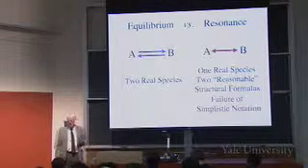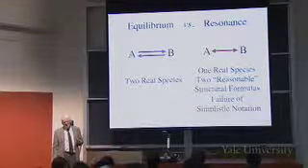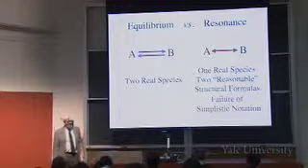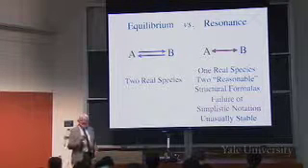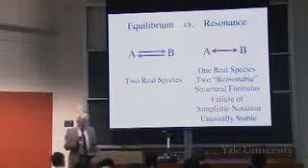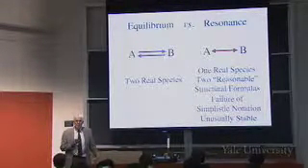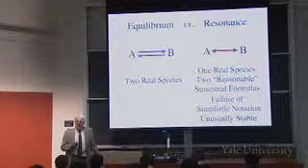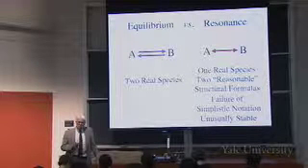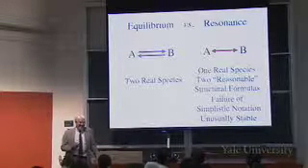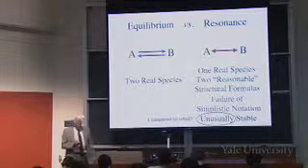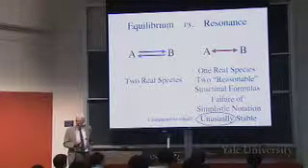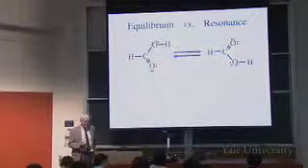So really, resonance is a failure of simplistic notation. And it's associated with unusual stability. Now, when I say unusual, that implies that you know what usual stability is. Okay? So compared to what is it unusual? And we'll address that question later on.